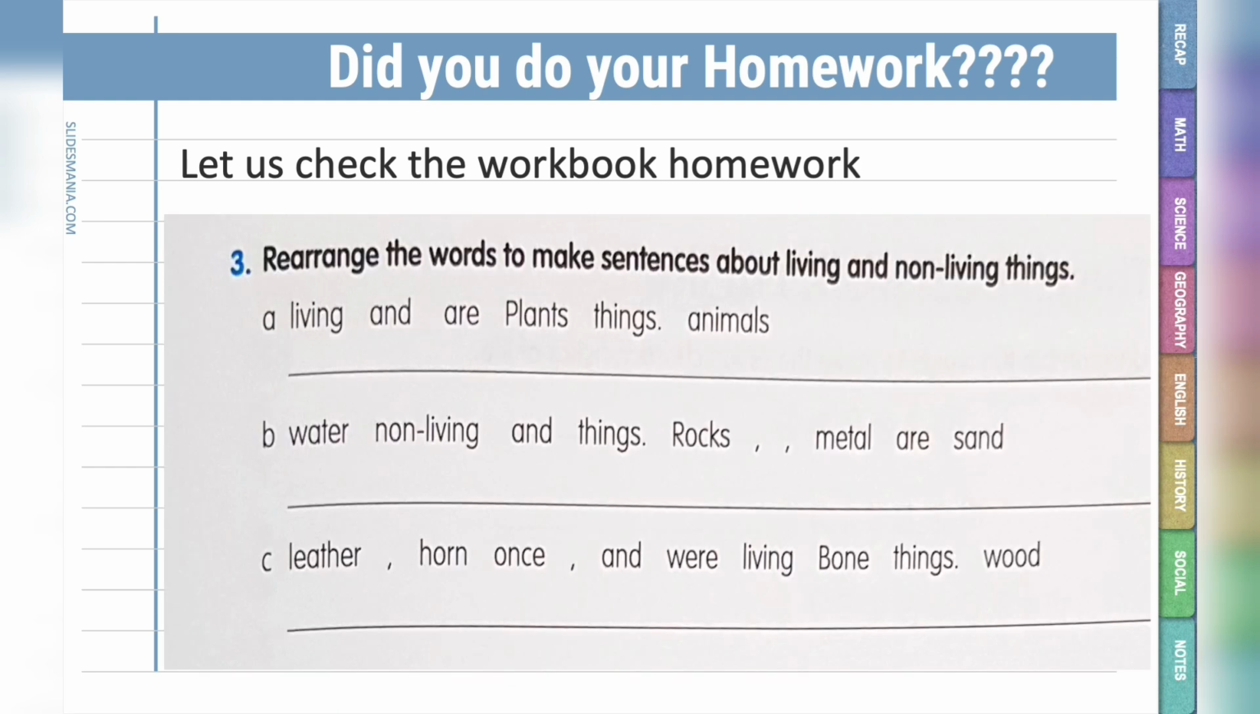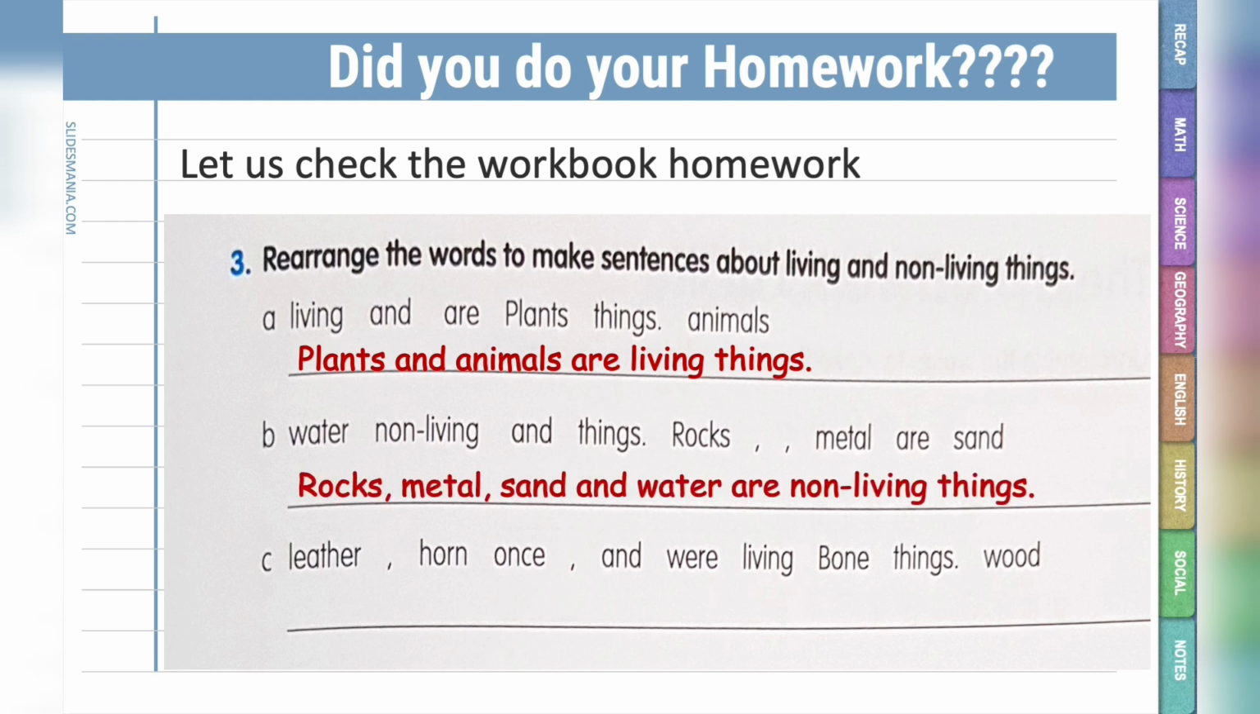Rearrange the words to make sentences about living things and non-living things. So, what's the first one? Plants and animals are living things. Yes, you have the clue because P has the capital letter, so it's the first word, and things has the full stop. What about the next one? Rocks, metal, sand, and water are non-living things. Yes, rocks, metal, sand, and water are non-living things.